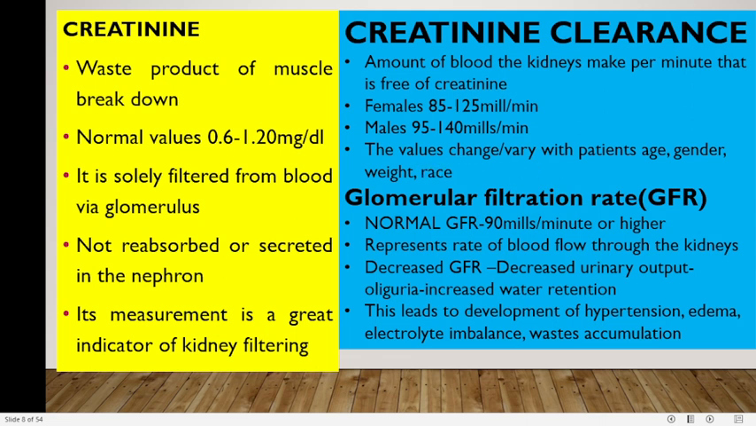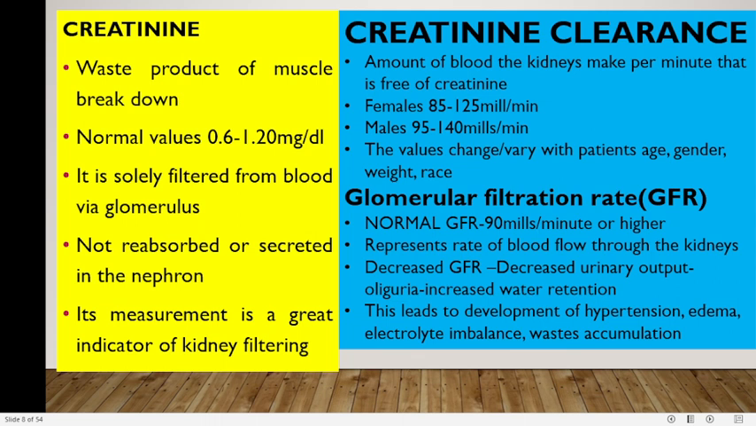Glomerular filtration rate, GFR, we say that the normal range is normally 90 mils per minute or higher. It represents the rate of blood flow through the kidneys, okay? So we say decreased GFR will always lead to decreased urinary output, oliguria, and increased water retention.